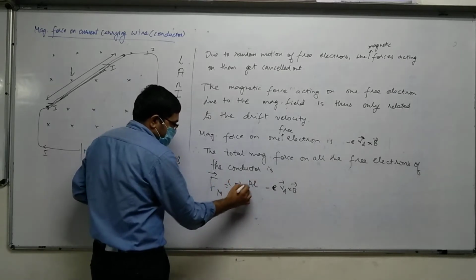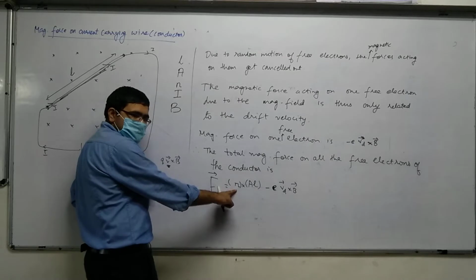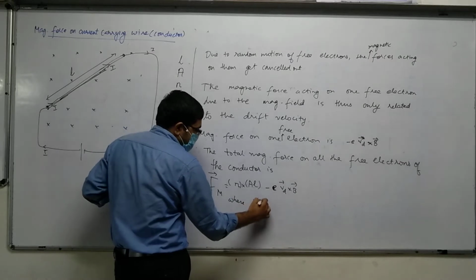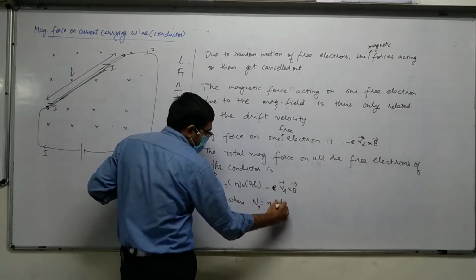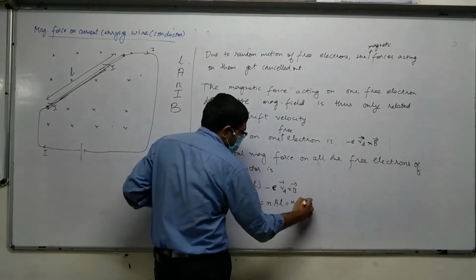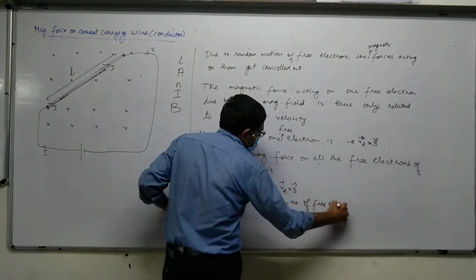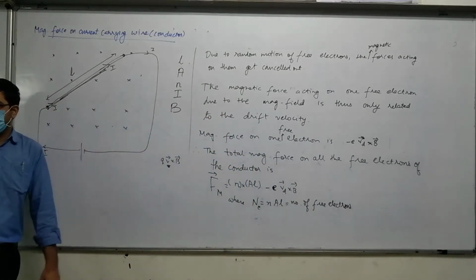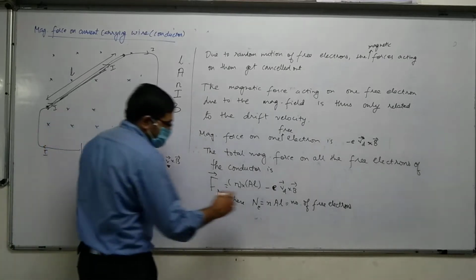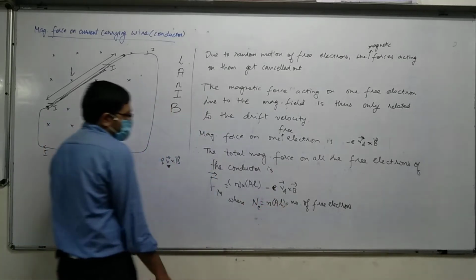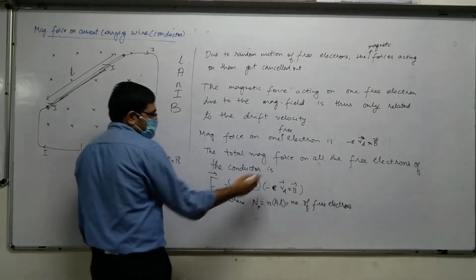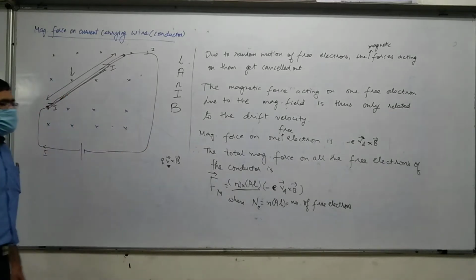So look at this in parts, you will understand. Number density into volume. You could write it if you want, where capital N_e, which is equal to n into A into L, is the number of free electrons. I hope you got this completely now. Number density multiplied by volume is the total number of free electrons. If we multiply that by the force on one electron, we get the total force.